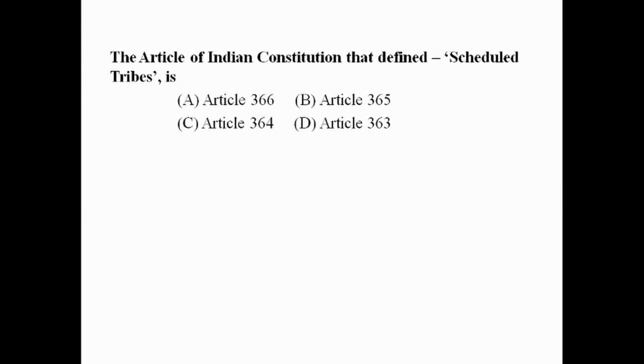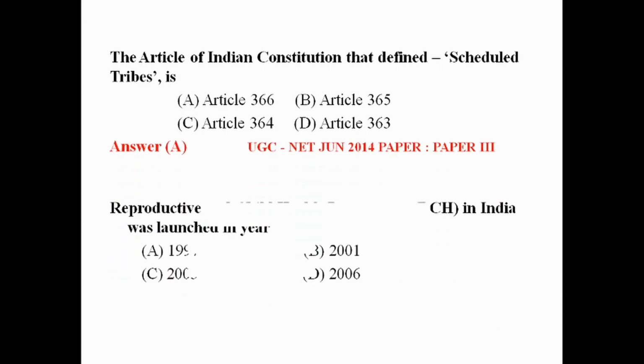Next question. The article of Indian Constitution that defines scheduled tribe is: option A Article 366, option B Article 365, option C Article 364 and option D Article 363. The article of Indian Constitution that defines scheduled tribe is, the answer is option A, that is Article 366.